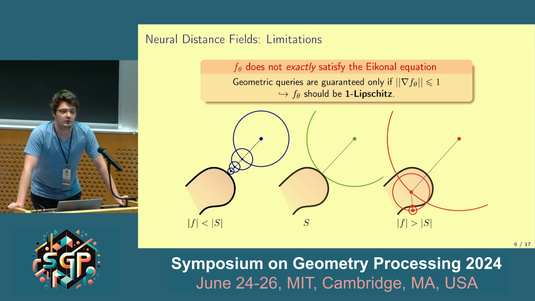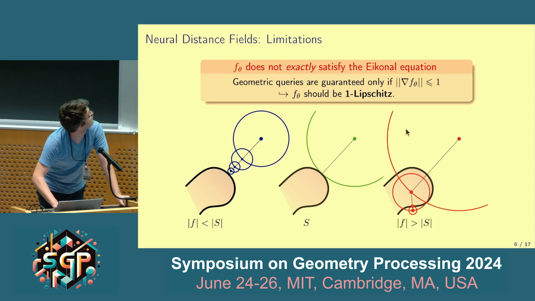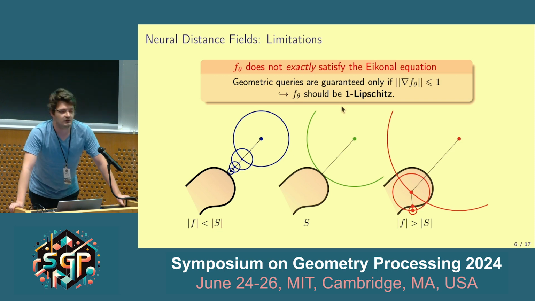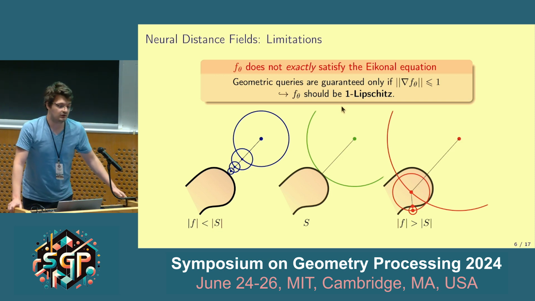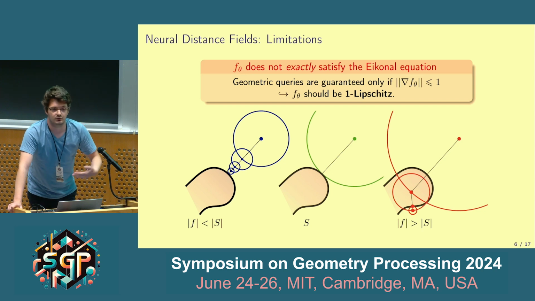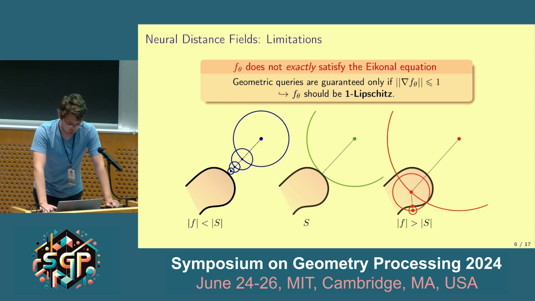That is to say, you want the gradient of your function to be smaller than 1, which translates to having a function that is 1 Lipschitz. And in this case, if you underestimate the distance, you will never overshoot the surface, and so iterating the projection operation, you will always converge to the correct result. So this is a problem of robustness of neural distance field.